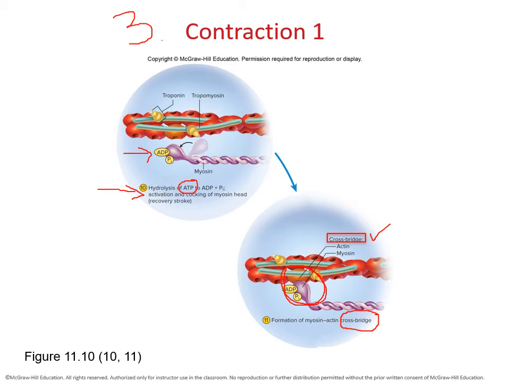All right, so the cross bridge is one of the first things you need if you want to actually see a contraction. But remember, with a contraction, you need it to shift. You need it to slide. We can't just connect. So what we're going to see on our next step is this thing called a power stroke.